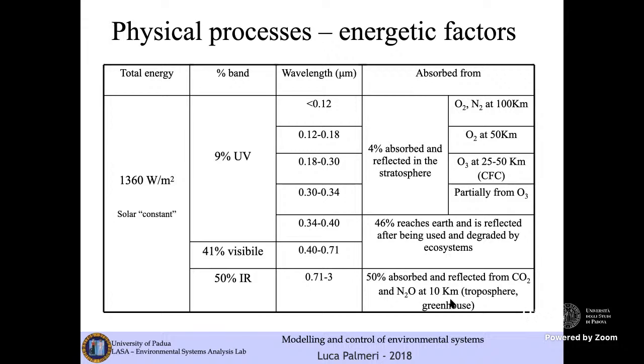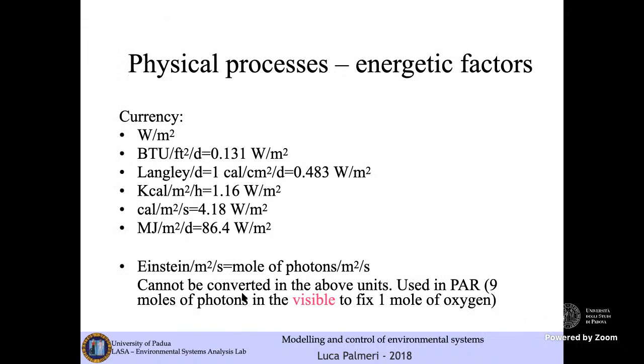At 10 kilometers, in the lower parts of the atmosphere, the so-called troposphere. And it is this quota, this 50% infrared, that is responsible for the effect that is known as the greenhouse effect. So it is infrared radiation that tends to increase the temperature at the level of the surface of our planet. We may measure solar radiation through different units, or using different currency.